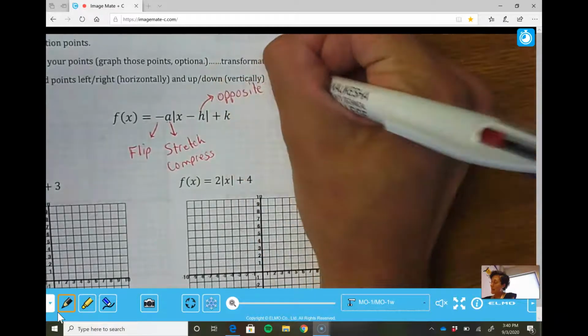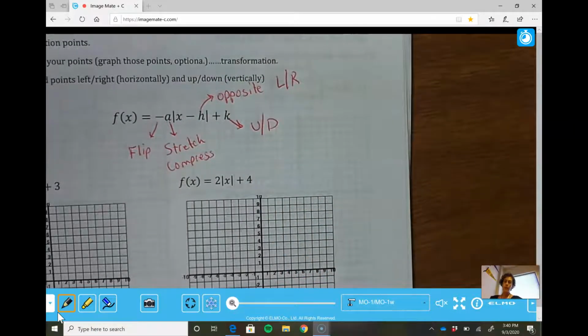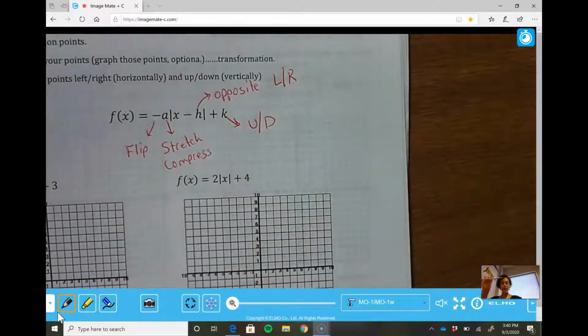And then that's going to tell you to go left or right. K will tell you to move your shape up or down. So left or right, that's the horizontal transformation that I told you. And up and down, that's that vertical transformation. So let's take a look.